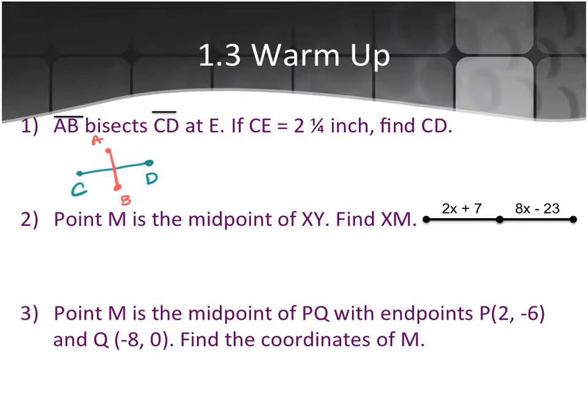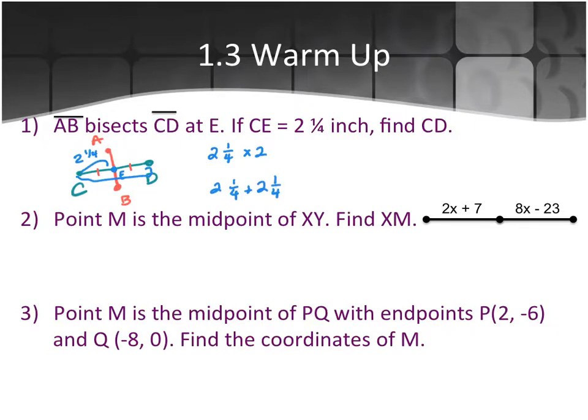We don't know the length of AB, but we do know that it has cut CD into two congruent parts. So if CE, which is where this is bisected, is 2.25 inch, and you want to find the length of CD, then I just have to double it. So 2.25 times 2, or 2.25 plus 2.25.